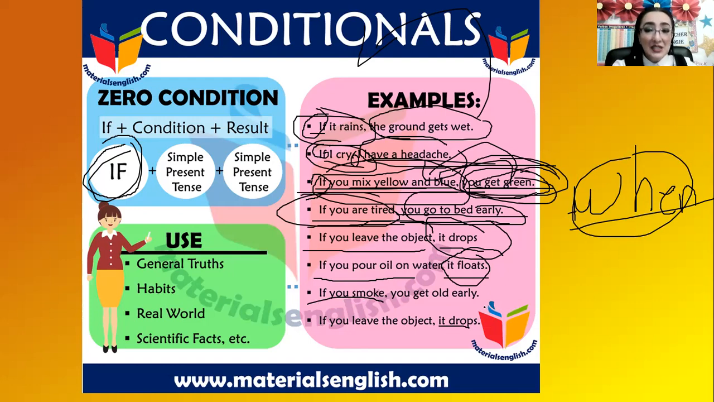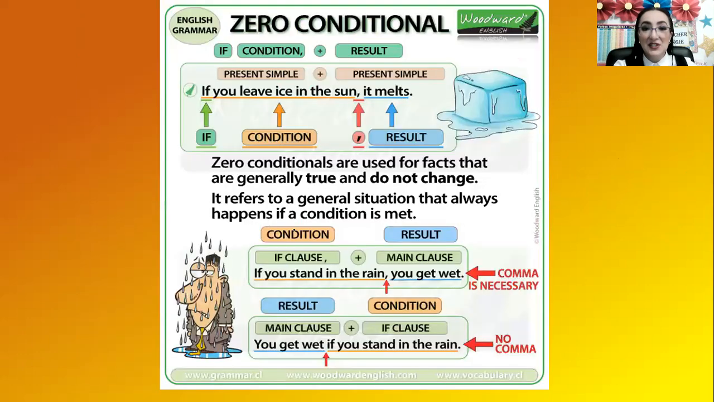The unique situation that you are going to be facing is that if you're going to be mentioning first a condition, you need to use or write a comma. But if you're going to be mentioning first the result, you don't need to use a comma. It drops if you leave the object. Forget about the comma.